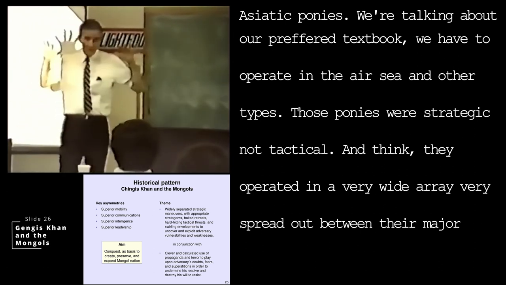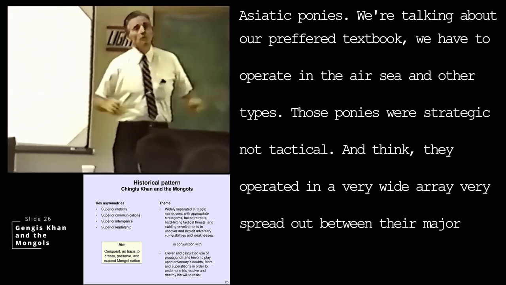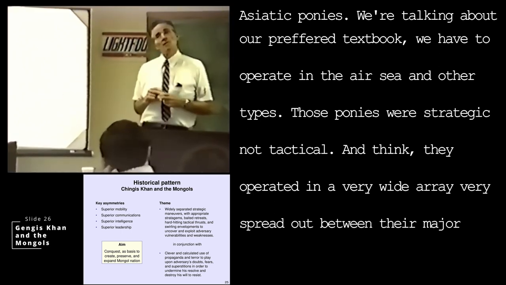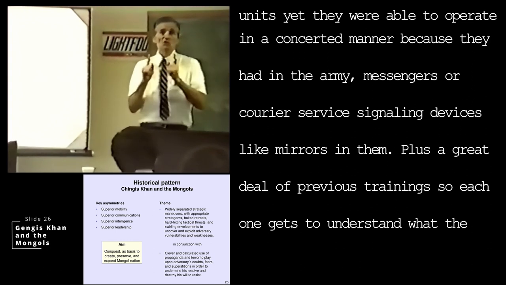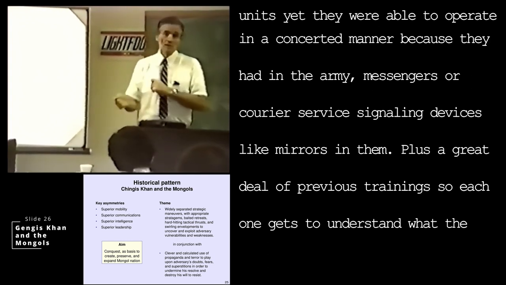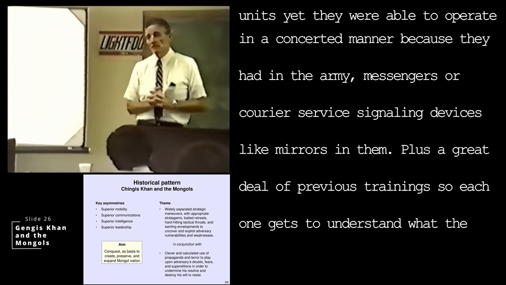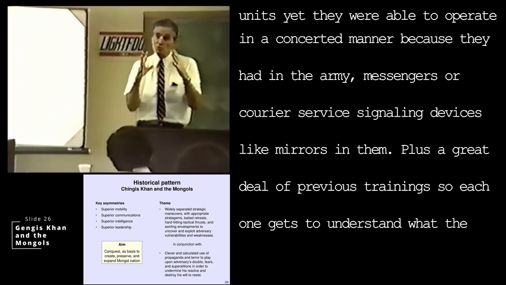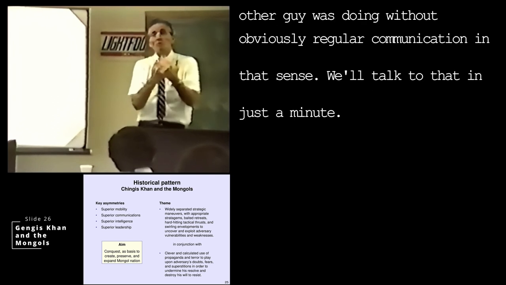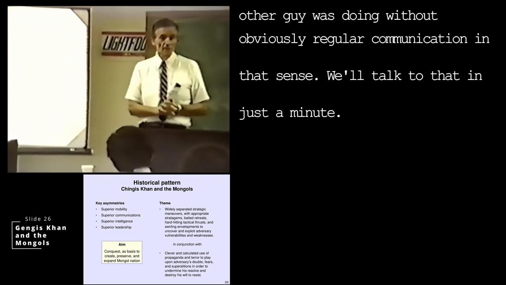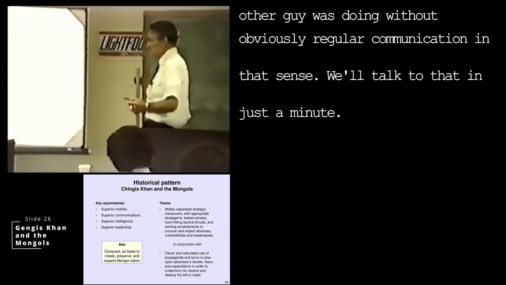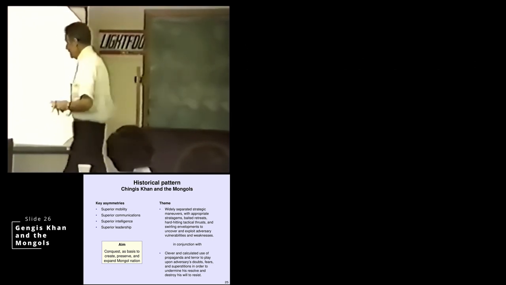Communication. They operated in a very wide array, very spread out between their major units. Yet they were able to operate in a concerted manner because they had not only messengers or a courier service, but signaling devices like mirrors, so they could work together. Plus a great deal of previous training, so each one could understand what the other guy was doing without, obviously, a great deal of communication. We'll talk to that in just a minute.